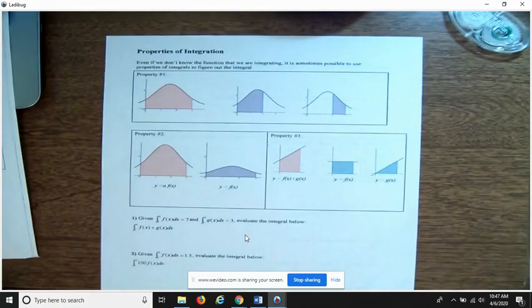All right, so we're talking about properties of integration. Even if we don't know the function that we're integrating, it is sometimes possible to use properties of integrals to figure out the integral.